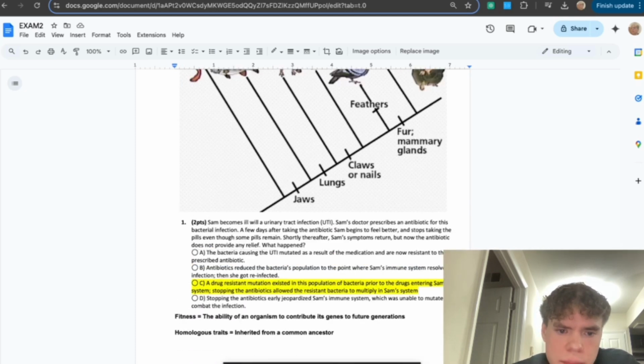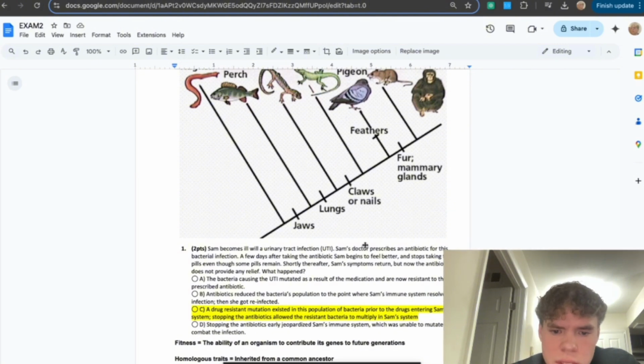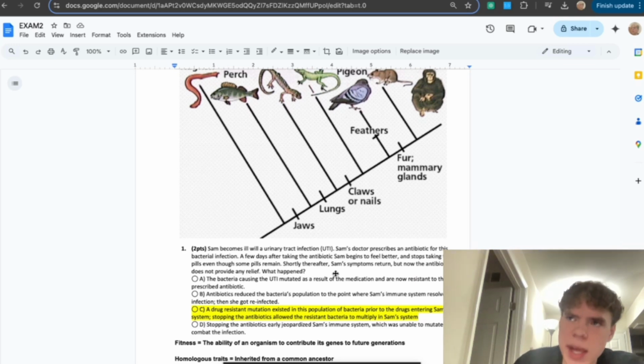This is a practice test. Sam becomes ill with a UTI. Sam's doctor prescribes an antibiotic for this infection. A few days after taking the antibiotic, Sam feels better. Then he stops taking the pills, even though some pills remain. Shortly, his symptoms return. So a drug-resistant mutation existed in the population of bacteria prior to the drug entering Sam's system, and stopping the antibiotics allowed the resistant bacteria to grow. Yeah, that makes sense.